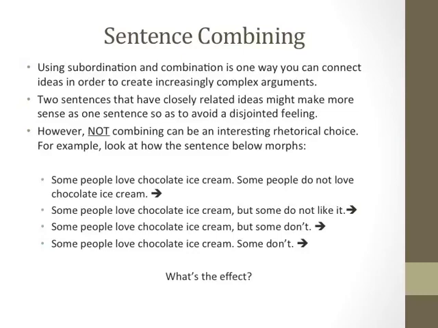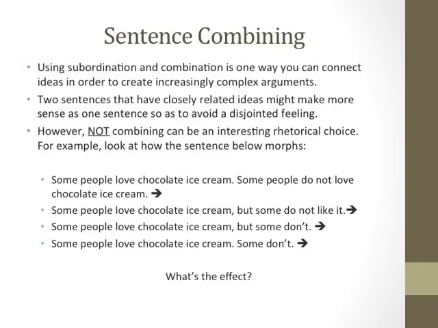So the big thing to understand is that you can use sentence combining. You can also not combine sentences, but it needs to be a deliberate choice, okay? Using subordination and combination is one way that you connect ideas in order to create more complex arguments, okay? Two sentences that have closely related ideas might make more sense as one sentence, so it avoids this sense of blah, blah, blah, and blah, blah, blah. You want things to have a sense of flow if you're trying to go for clarity. However, not combining sentences, as I said, is an interesting rhetorical choice.